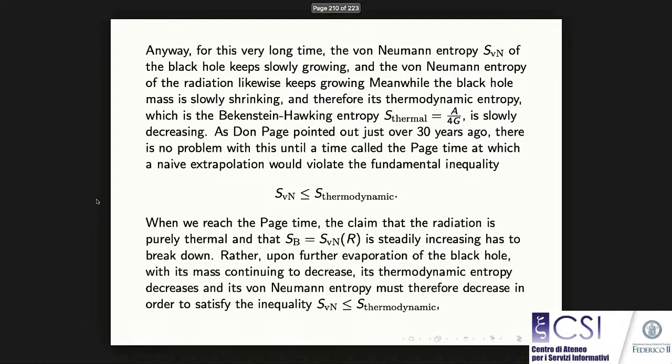Well, what happens then? Upon further evaporation of the black hole, with its mass continuing to decrease, I should say we expect the black hole does continue to evaporate, because for a solar mass black hole, at this point it's only lost half its mass, roughly. And it's still huge compared to elementary particle scales, and Hawking's approximations appear to still be valid. So we don't expect the evaporation to stop at the Page time. We expect the black hole to continue evaporating. And since it's losing mass, its thermodynamic entropy goes down. And since its von Neumann entropy is bounded above by its thermodynamic entropy, the von Neumann entropy must therefore start to go down, whereas it had been going up before.